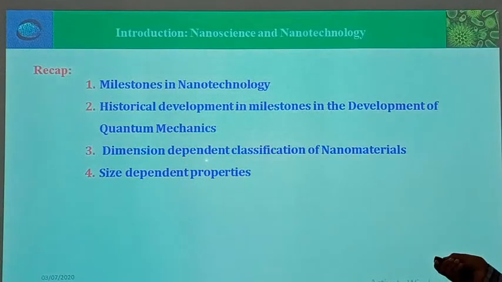Now, the dimension dependent classification of nanomaterials we have already discussed, and the size dependent properties. In the case of nanomaterials, the size and shape are very important. So there are size dependent and shape dependent properties which we discussed in our last lecture. Now, what is responsible for this nanoscience and technology, and what are the theoretical aspects related to it? We are going to discuss the same. What happens at the nanometric scale?